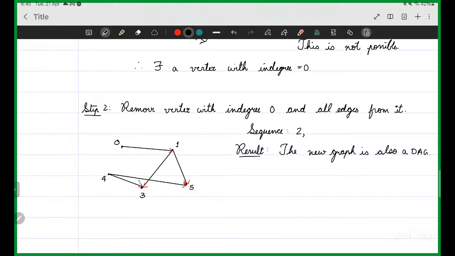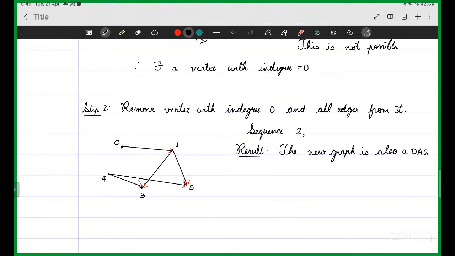So removing 2 and its edges does not change the fact that it is a directed graph. You're just removing a couple of edges. The rest of the edges and vertices are intact and they are directed, and we are okay. It is still acyclic because if this had a cycle, then the bigger graph would also have a cycle. But we started out with a directed acyclic graph and removed a few edges. Removing edges cannot make a graph cyclic if it was not cyclic to begin with.